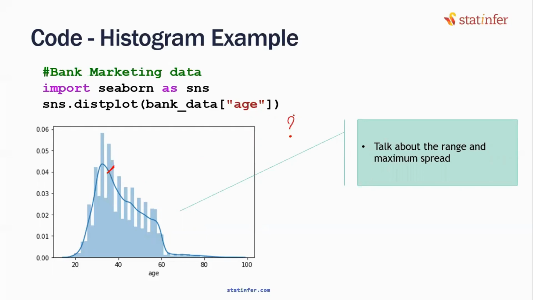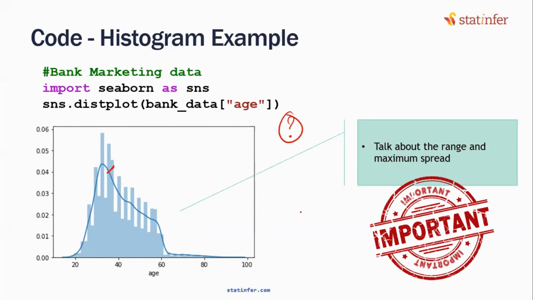At the end of the day, out of all these graphs, what message are we trying to convey? Take a note of these 2 points. When you are giving any visualization about a continuous variable, always talk about the range. What do you mean by range? What is the minimum value? What is the maximum value? That is the first thing you want to comment on.